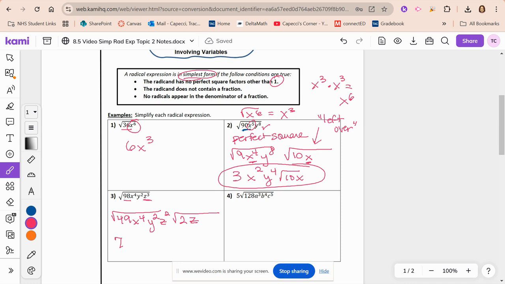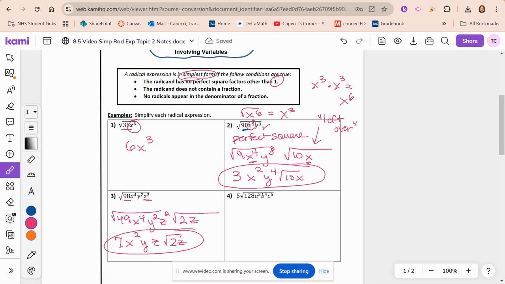Square root of 49 is 7. Half of x to the 4th, half of 4 is 2. So I have x to the 2nd. Half of 2 is 1. Same thing for the y. Y to the 1st. Z to the 1st times the square root of 2z. So I have 7 x to the 2nd, yz times the square root of 2z.